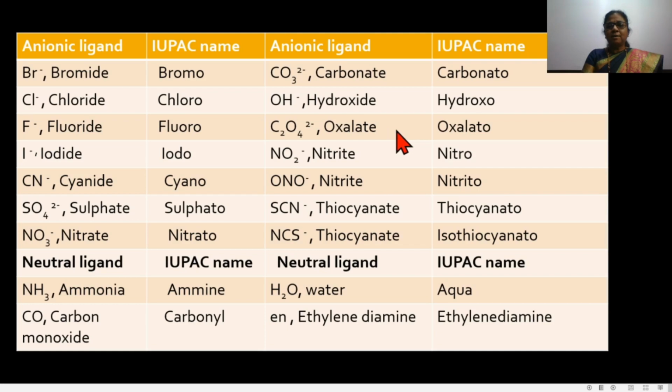Oxalate ion, oxalato. Nitrite and thiocyanate are ambidentate ligands. When nitrite is coordinated through the nitrogen atom, it is called nitro, and when it is coordinated through the oxygen atom, it is called nitrito. Thiocyanate is also an ambidentate ligand. When it is coordinated through sulfur, it is called thiocyanato, ATE being replaced by ATO. When it is coordinated through the nitrogen atom, it is called isothiocyanato.